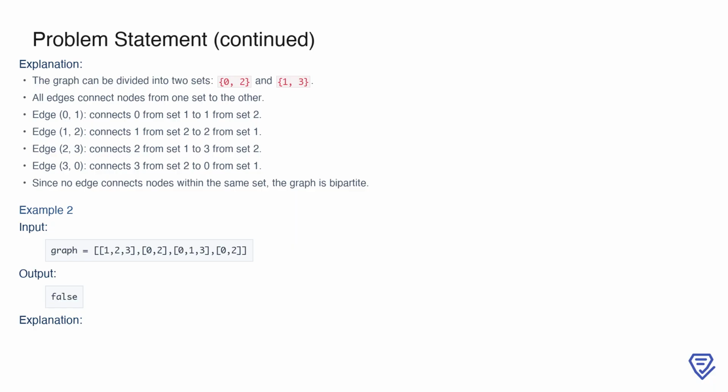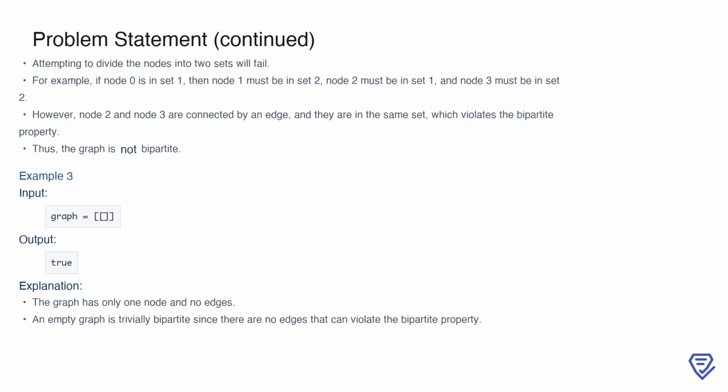Now consider a second example where the input graph is [1,2,3], [0,2], [0,1,3], [0,2]. This time, the output is false, meaning the graph is not bipartite. The reason becomes clear when we try to divide the nodes into two sets. Suppose we place node 0 in the first set. Then, its neighbors, nodes 1, 2, and 3, must all go into the second set.